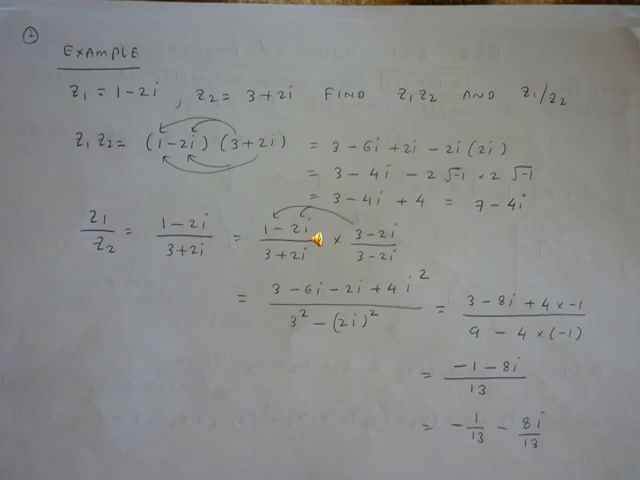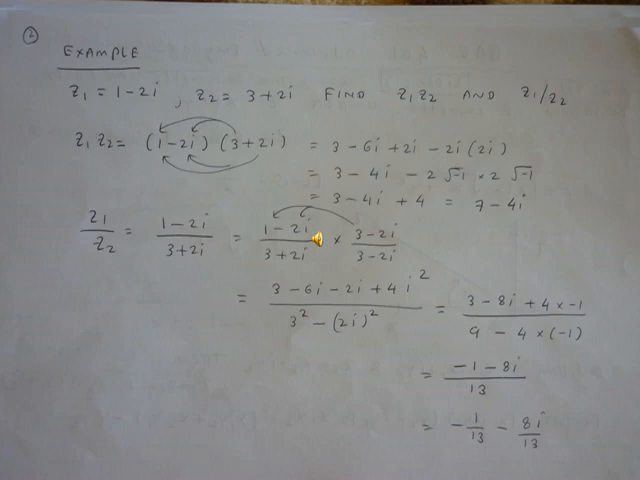So the next one is an example. You can see now z1 equal to 1 minus 2i, z2 equal to 3 plus 2i. So we have to find z1 multiplied by z2 and z1 divided by z2. So firstly we multiply z1 and z2: 1 minus 2i multiplied by 3 plus 2i.